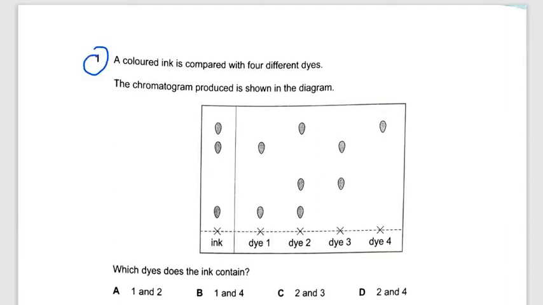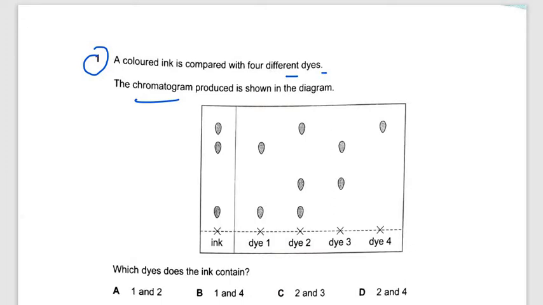Question 1: a colored ink is compared with 4 different dyes, dye 1, dye 2, dye 3 and dye 4. And this is called a chromatogram. What is a chromatogram? The result of the chromatography which you get on the paper is called a chromatogram. Why do we do chromatography? Chroma basically means color. We do this to check what different dyes are there inside this one ink.